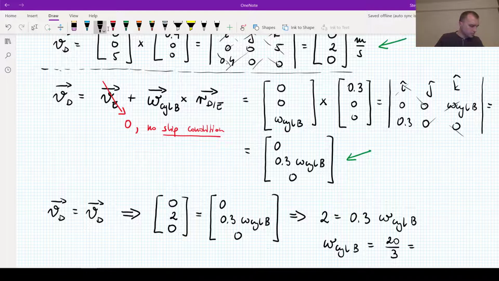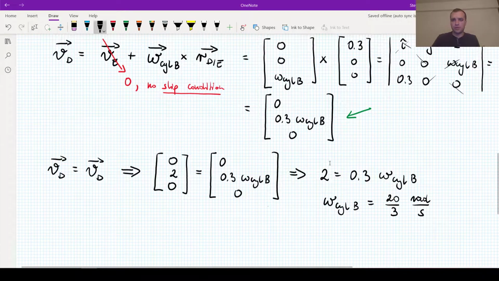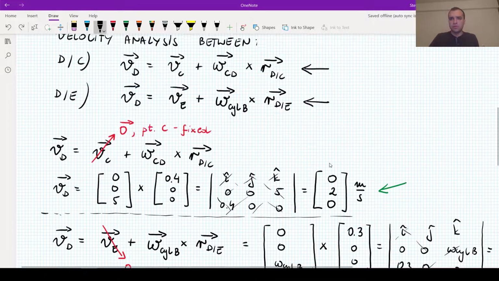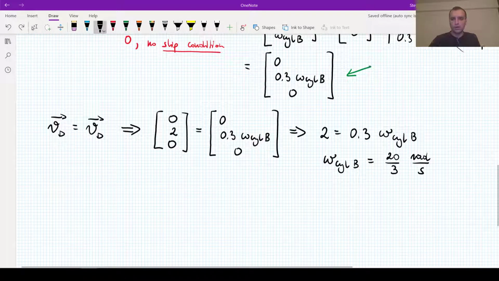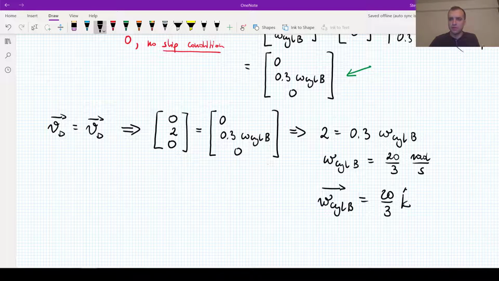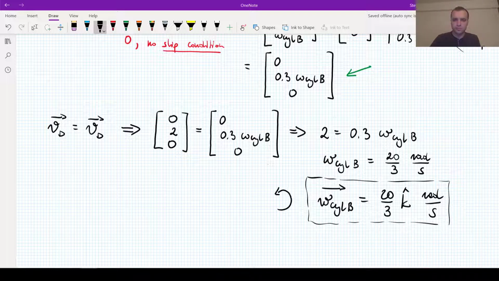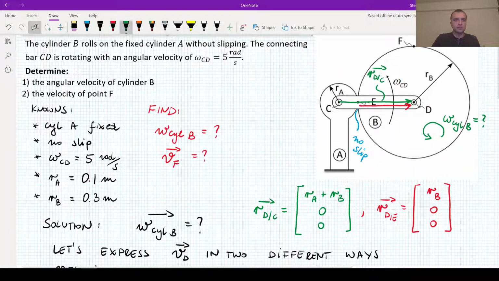Grab your calculator and obtain. Actually, I didn't grab my calculator. I just left it like that. It's 20 divided by 3 radians per second. And I think that our assumption was correct, yes, because we ended up with a positive value here. Omega cylinder B is a positive value. That means that what we assumed at the very beginning was correct. So that means that our omega cylinder B vector-wise is 20 divided by 3 k radians per second, counterclockwise. And I think that this is the answer to part A. Yes. So we found this.